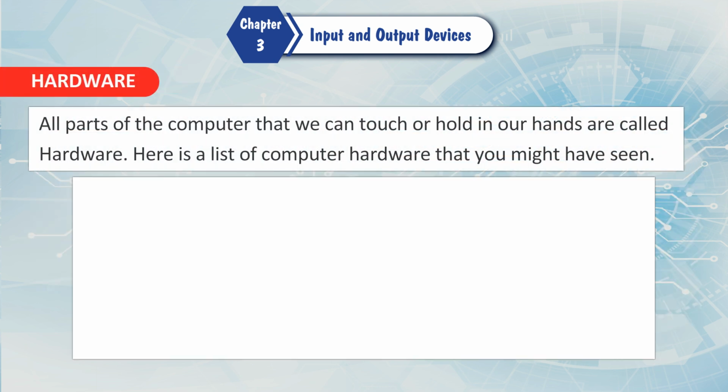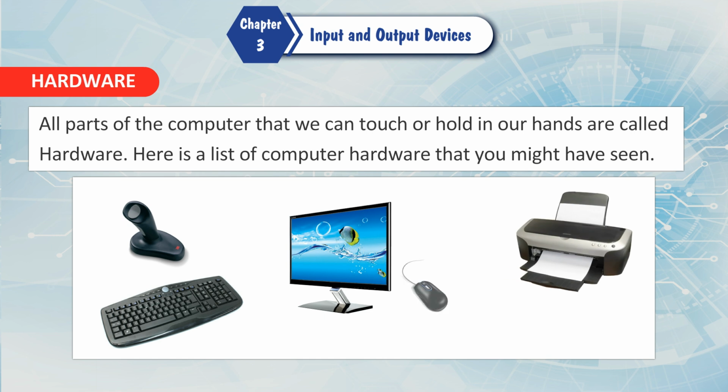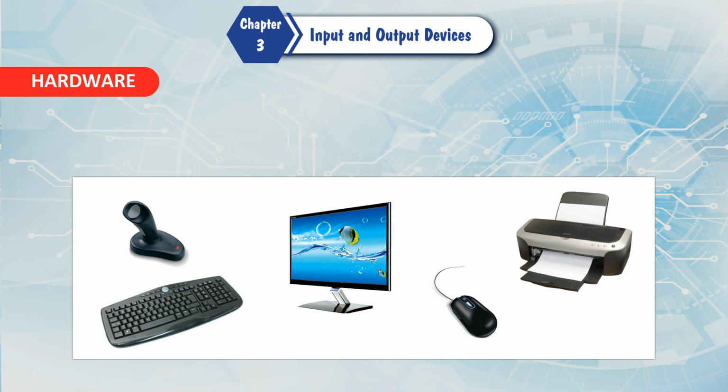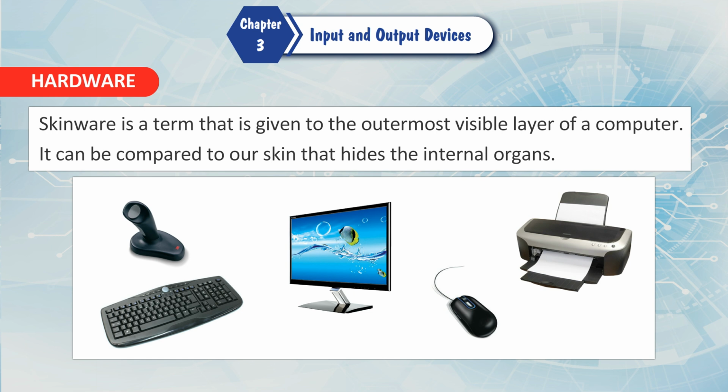Hardware. All parts of the computer that we can touch or hold in our hands are called hardware. Here is a list of computer hardware that you might have seen. Skinware. Skinware is a term that is given to the outermost visible layer of a computer. It can be compared to our skin that hides the internal organs.